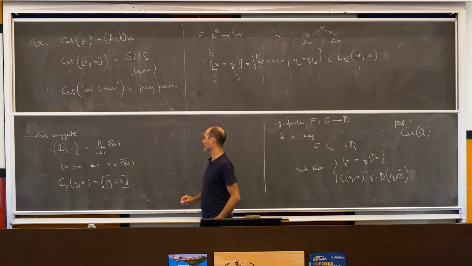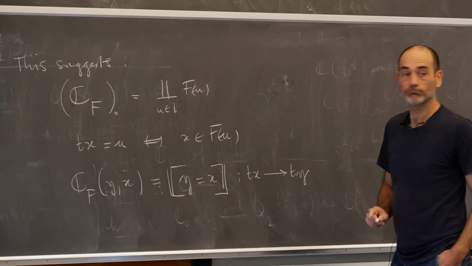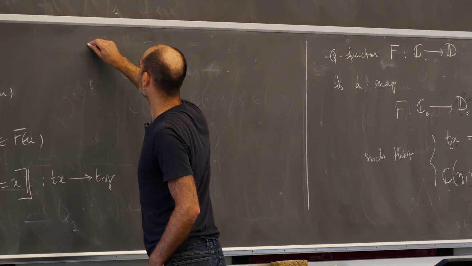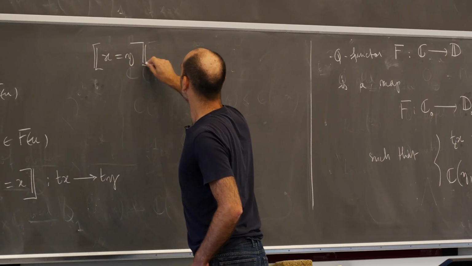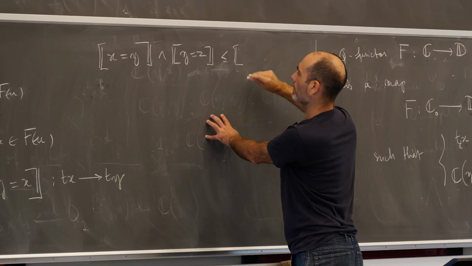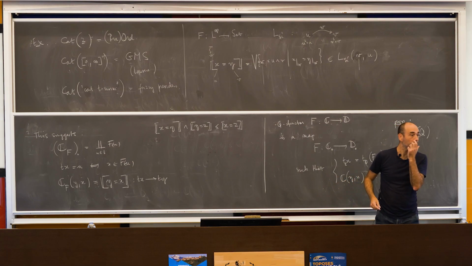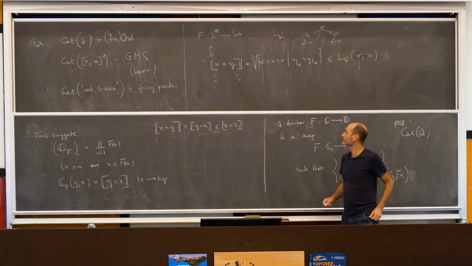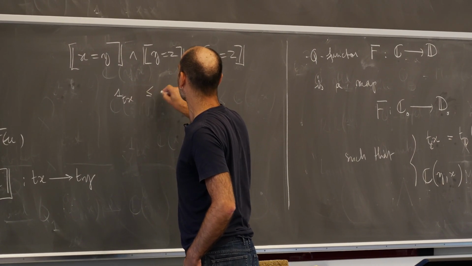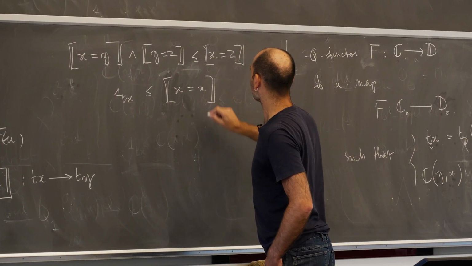Because then indeed, with these definitions, this goes from the type of X to the type of Y, as we saw. Then indeed, we have that X equals Y and Y equals Z is smaller than X equals Z. So we have the composition law in our enriched category. And we have the unit law. The unit law now says that the identity on the type of X should be smaller than the HOM, right? The HOM, which is the predicate X equals X.